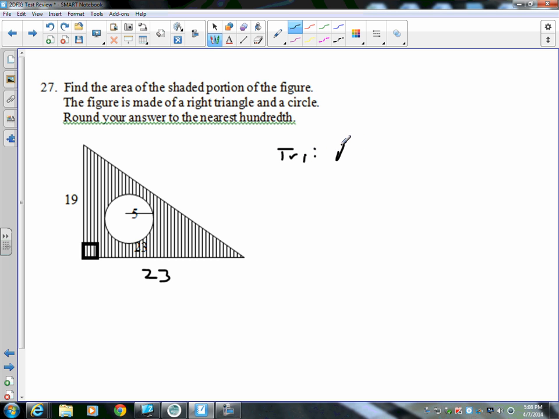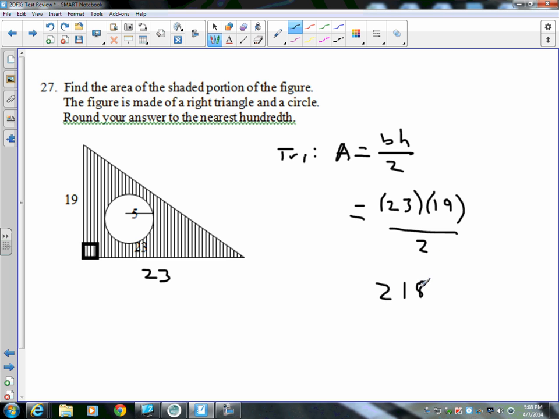Area of a triangle is base times height divided by 2. The base of the triangle we said was 23. The height is 19. And then divide that by 2. 23 times 19 divided by 2 is 218.5. Again, we're going to round to the nearest hundredth, except there is no hundredths place, so we can go ahead and put a 0 here.